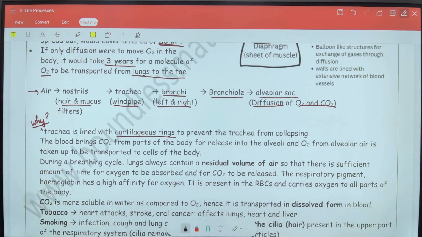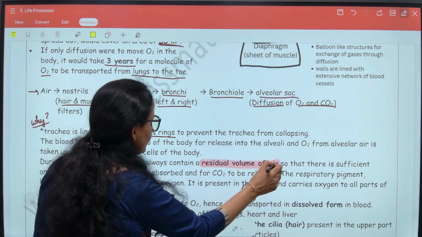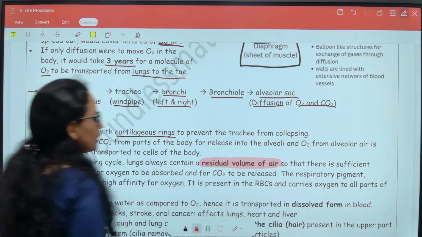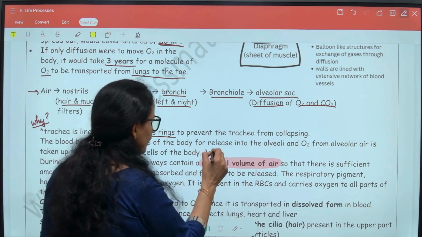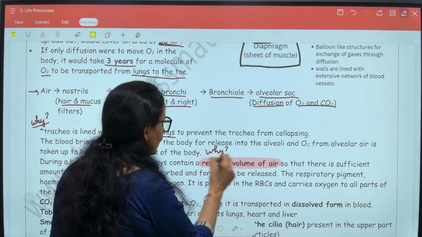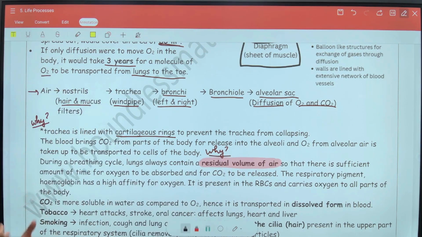Now during one breathing cycle, the lungs always contain some kind of residual volume of air in the alveoli. Why do we have this residual volume? Again, another reasoning question. Why is residual volume there in the alveoli? To provide sufficient time for exchange of gases to happen with the process of diffusion, because diffusion is a very slow process, it takes time.